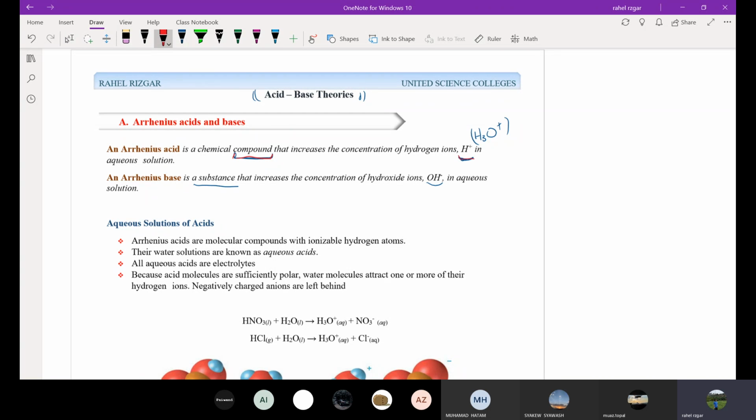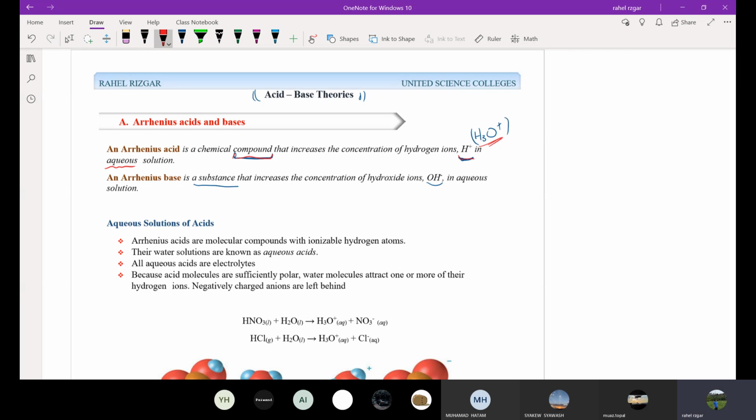So it increases hydrogen ion in aqueous solution. So it must be in water. Since it's in water, it's an aqueous solution reacting with water. So H can never be alone in water. It has to react with the water to become H3O. That's why whenever we see an Arrhenius acid, instead of just looking for H, we are going to look for H3O.